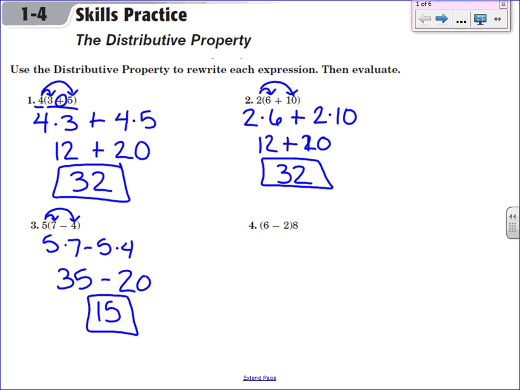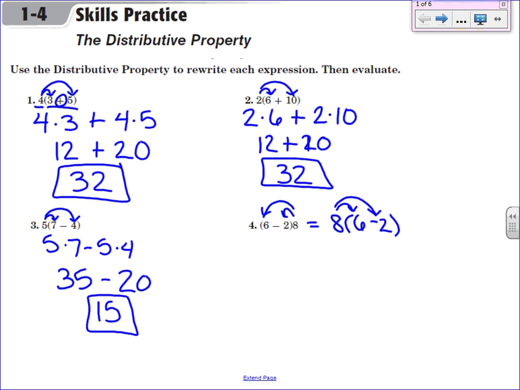And then in number 4, you can do it either way. You can multiply the 8 by this direction, or if it makes you uncomfortable to have it on the back side, you can just rewrite it. Because of the commutative property, the order when you're multiplying doesn't matter. So we can rewrite it and then just end up doing it the same way we've been doing it.